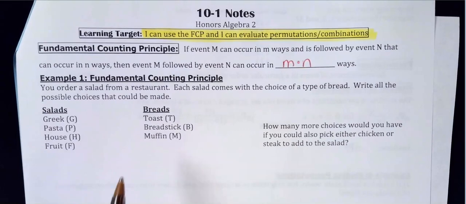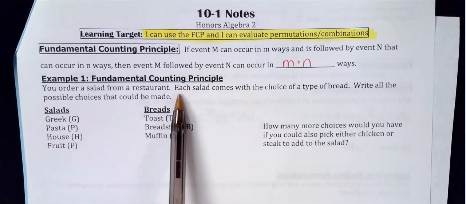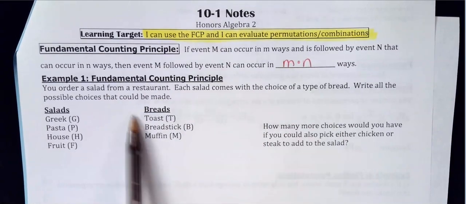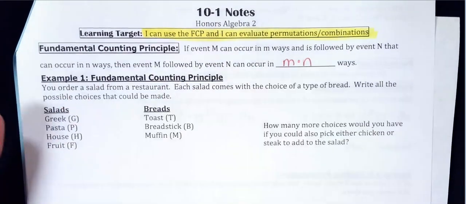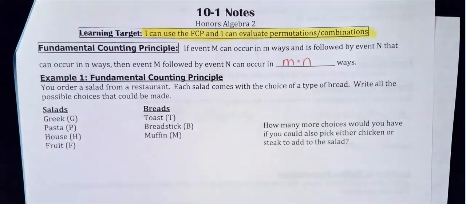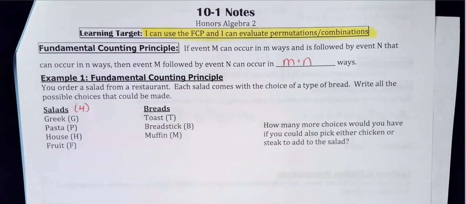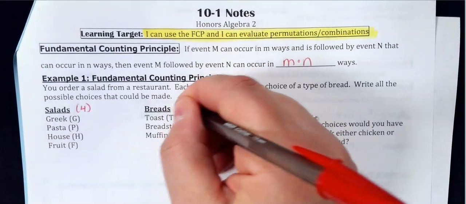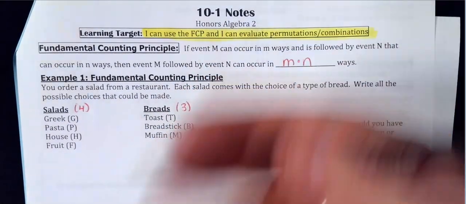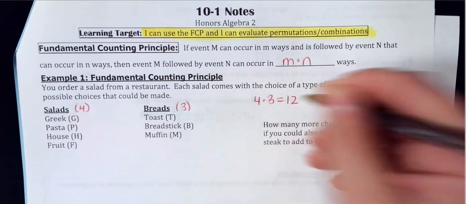So what I have says you're going to order a salad from a restaurant, and I got the little options here underneath. Each salad comes with a choice of a type of bread, so the breads are there too. Write all the possible choices that could be made. By the fundamental counting principle, event M would be me picking one of these salads. So there's 4 of them, all right? And event N would be me picking which kind of bread I want as my side. So that would be 3 choices. So it should just be 4 times 3, which would be 12 different ways that this could happen.